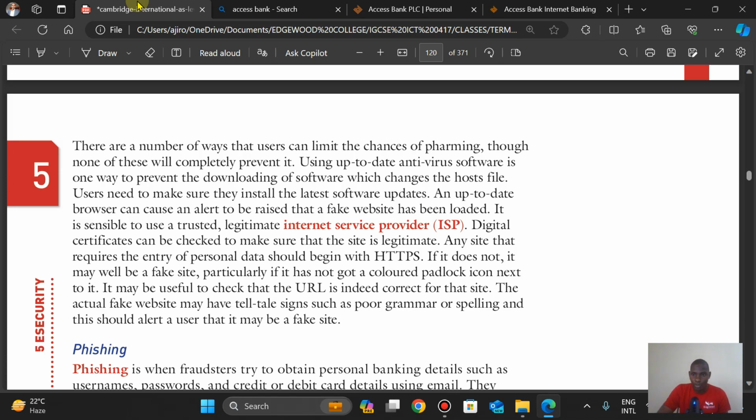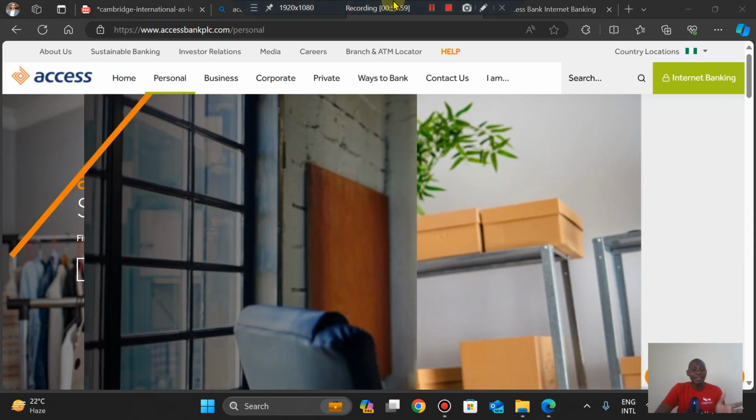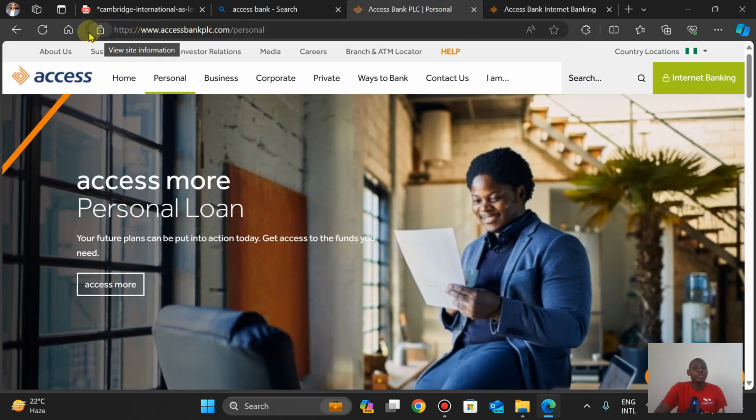Now I have an extension on my Google Chrome that shows me sites that are genuine and sites that are not genuine. That can also help you. It is also sensible to use a trusted, legitimate internet service provider. Also, digital certificates can be checked to make sure that the site is legitimate. Any site that requires the entry of personal data should begin with what we talked about: hypertext transfer protocol secure. It should be secured.